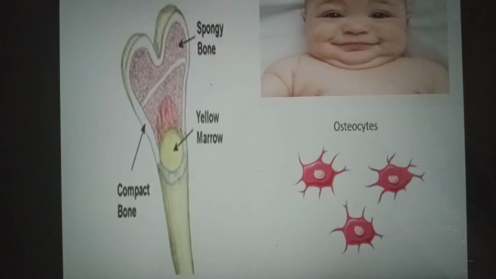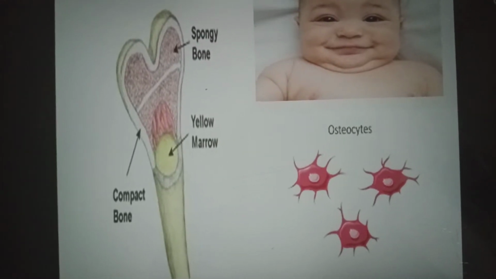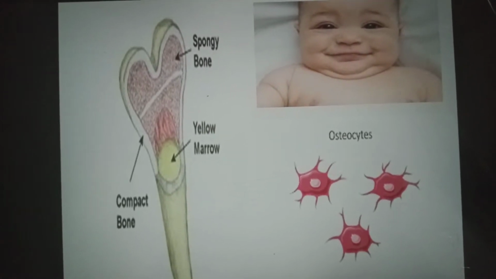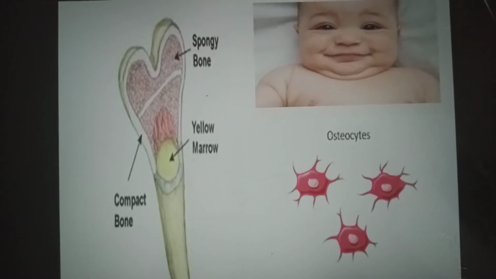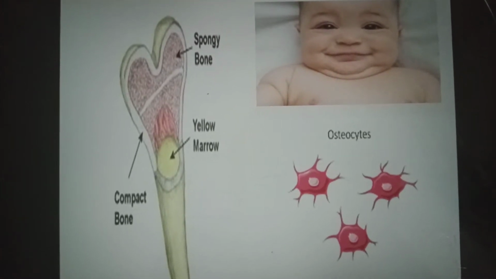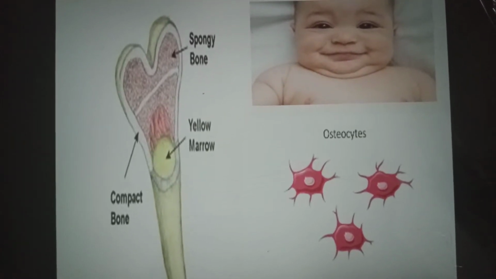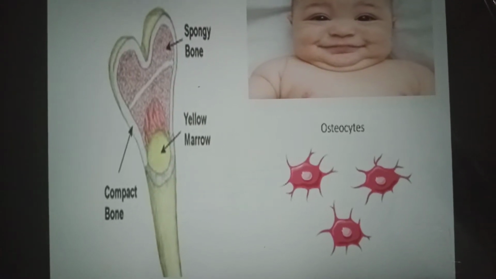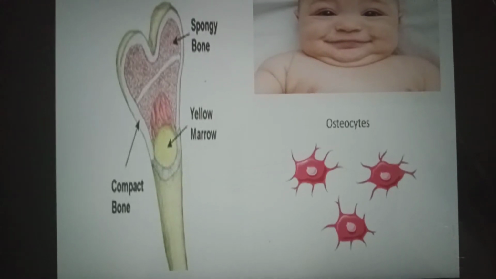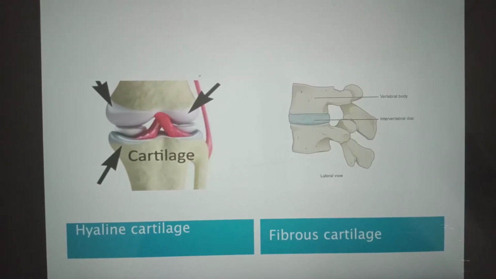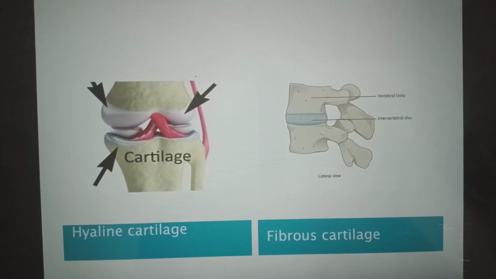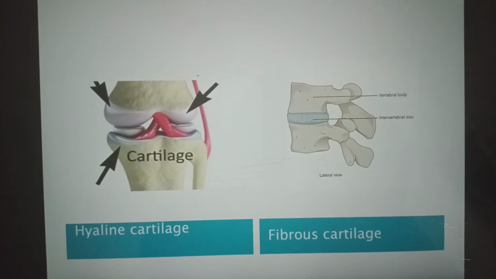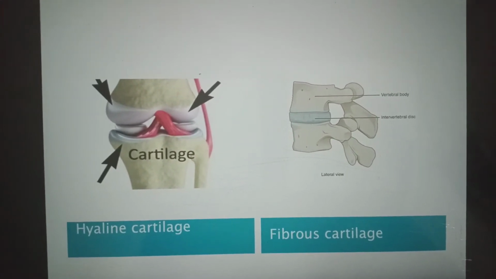I have discussed the compact bone, the spongy bone, and bone marrow. Did you know that babies are born with about 300 soft bones? Some of these bones later fuse together so that the adult skeleton has 206 hard bones. And here you can watch the hyaline cartilage, and the next one is fibrous cartilage in intervertebral discs.